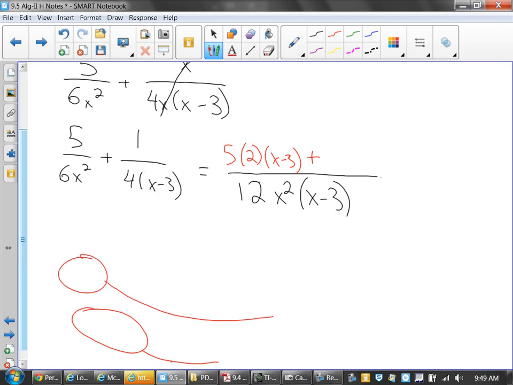What's the least common denominator? What's the least multiple of 6 and a 4? 12. So that's the smallest number that those two both go into. That's where I get this. The x squared and the x minus 3 are just other terms. Just write it down. That's how you wind up getting your common denominators.